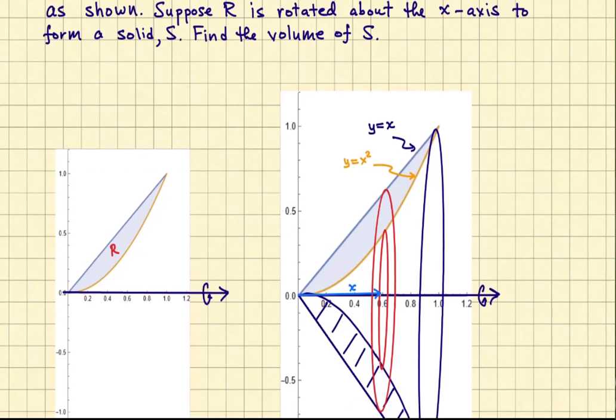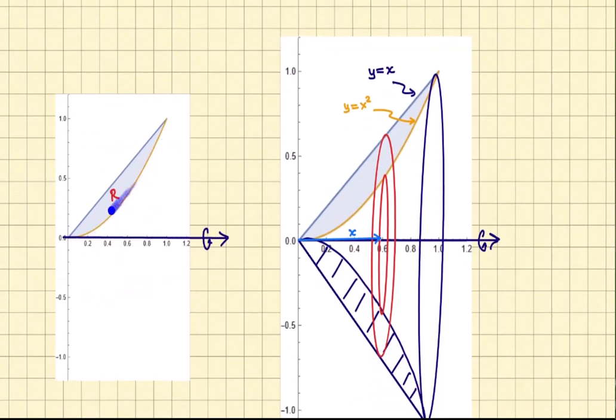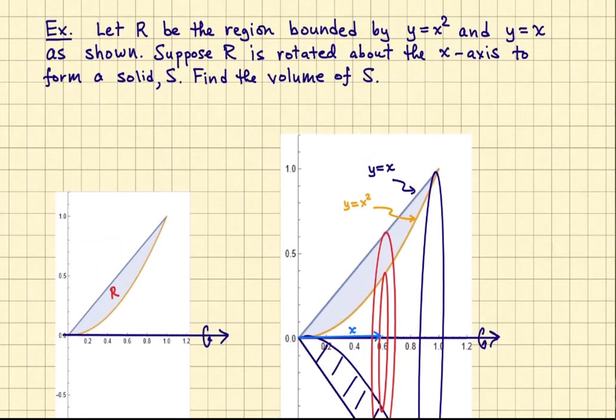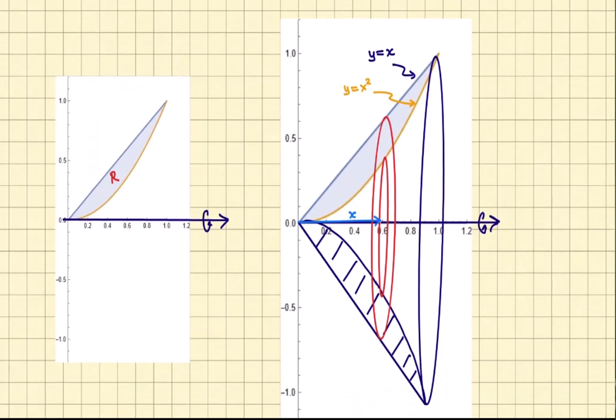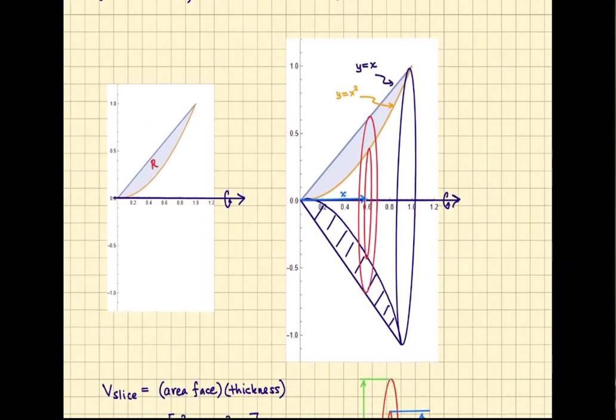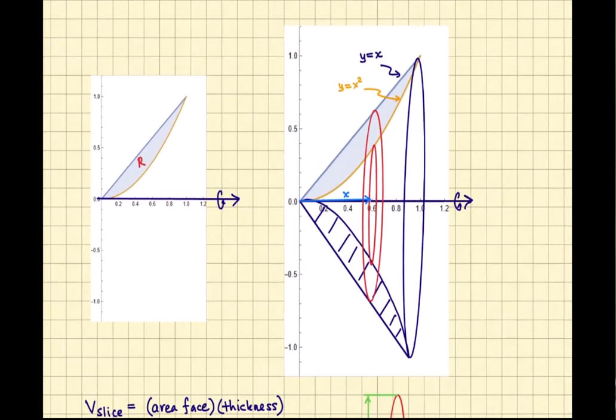So here we have the curve y equals x squared. We have the curve y equals x. We're looking at the region that's bounded by those two curves. We've dealt with this region before, and we found these intersection points. We know that we're going to rotate this around the x-axis. I'll preserve this picture so that it doesn't get messed up as we do this, and we can look back on what the simple region R was.